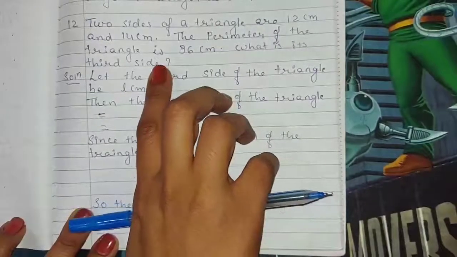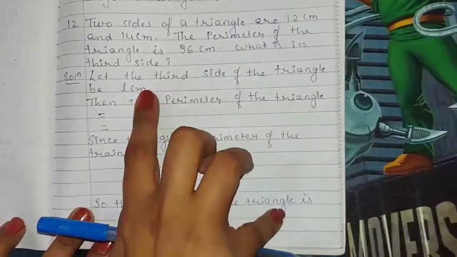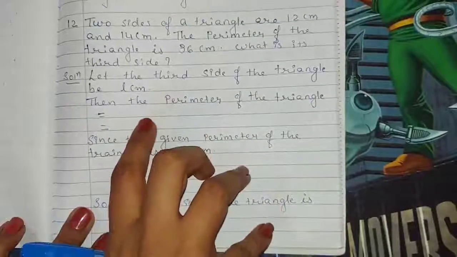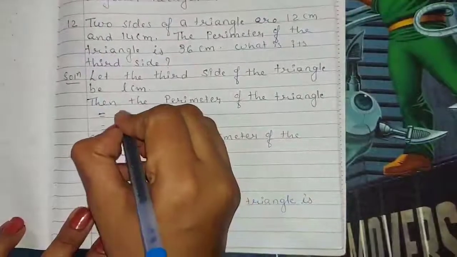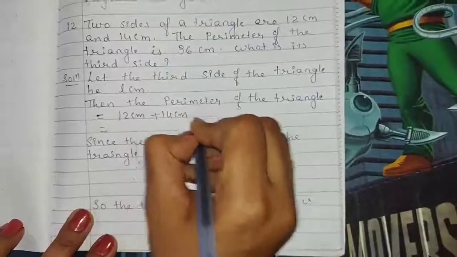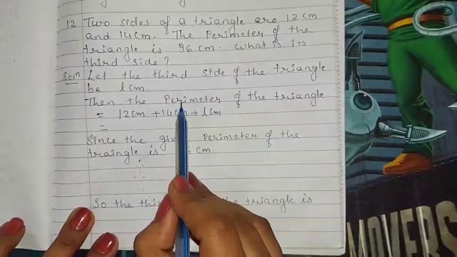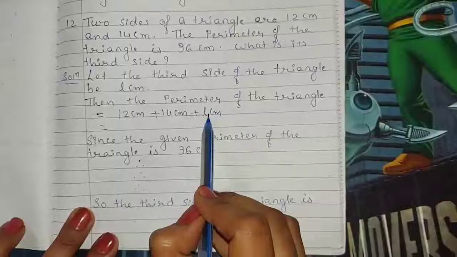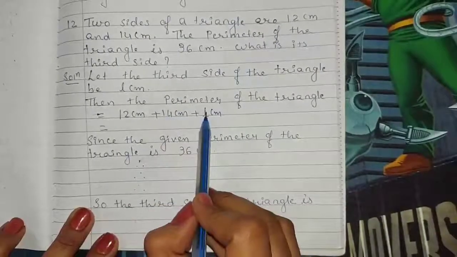So as we have to find the third side of the triangle, let the third side be L centimeter. Then the perimeter of the triangle equals 12 centimeter plus 14 centimeter plus L centimeter. What is the concept of perimeter? That we add all three sides. But as the third side we don't know, we have supposed it as L centimeter. So we will add 12 plus 14 plus L centimeter.